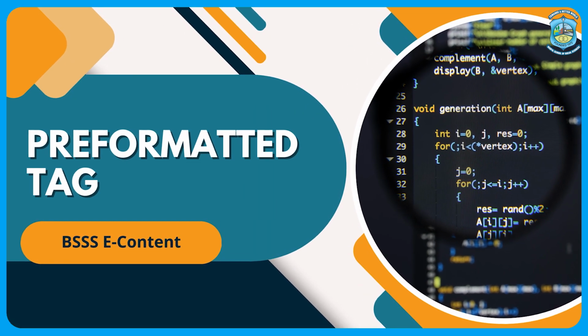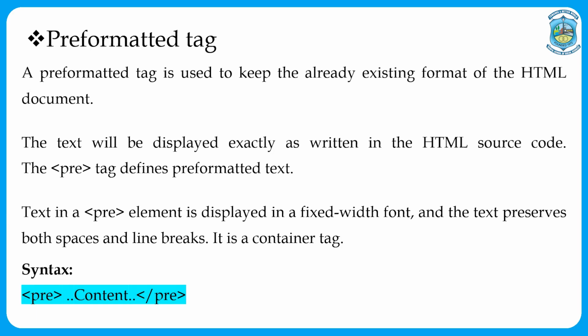Preformatted tag is used to keep the already existing format of the HTML document. So, whatever space is used in between the text in the HTML document, if you want to retain it, if you want to have the same format, we can go for preformatted tag. For preformatted tag, the pre keyword is used. Pre tag is a container tag and the content is kept between the pre tags.